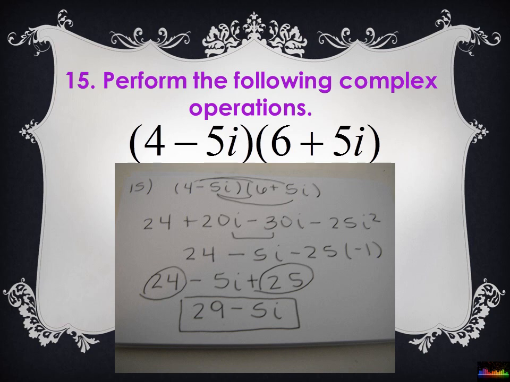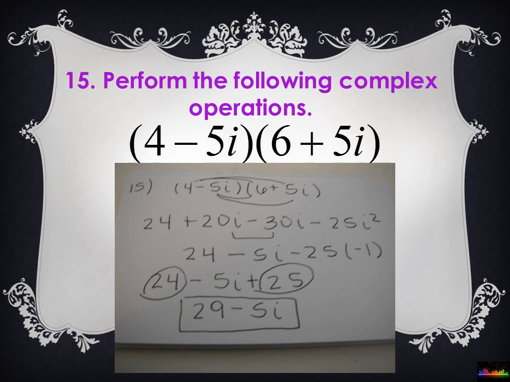a negative 25i squared. You will combine your like terms, so you get 24 minus, that should say 10i, minus 25 times negative 1. Remember, you can never have an exponent in the standard form of a complex number, so we change i squared to be negative 1.